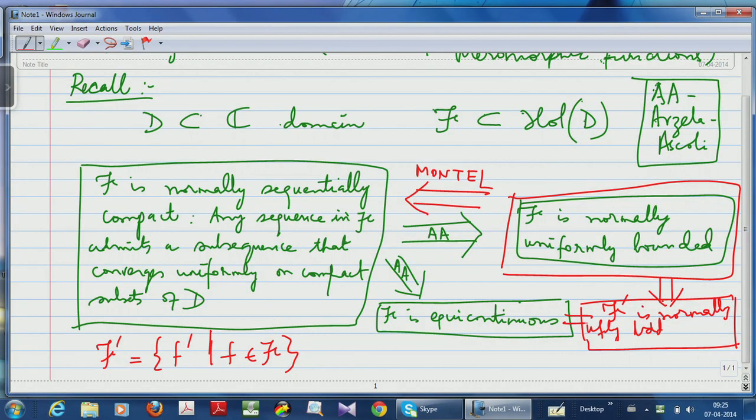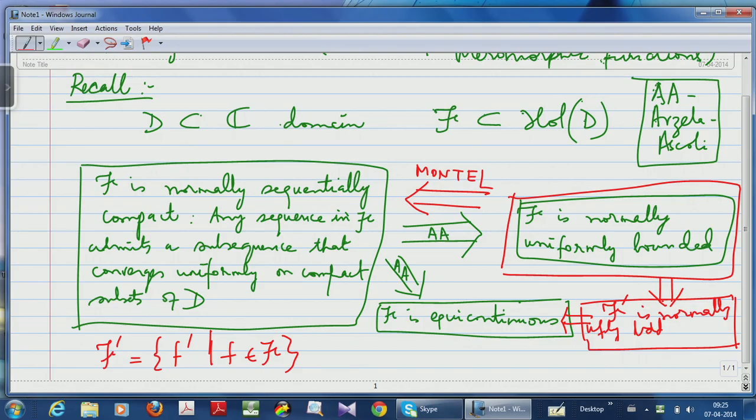So there is another implication that goes like this. Whenever the family of derivatives is uniformly bounded, then the original family is equicontinuous. Because I assume that the family is normally uniformly bounded, I am also getting equicontinuity. The way I am getting equicontinuity is by getting normal uniform boundedness of the family of derivatives. That's the whole point. And the reason I'm able to get this is because of the Cauchy integral formula, because of the Cauchy estimates. So this is how everything works.